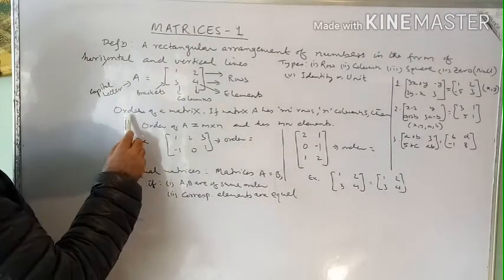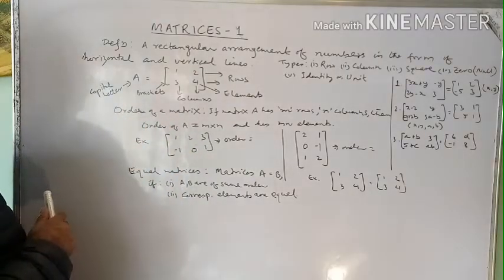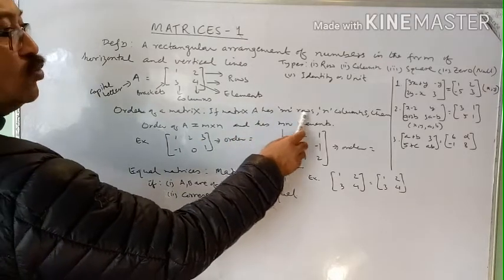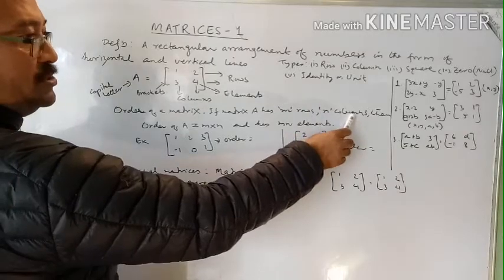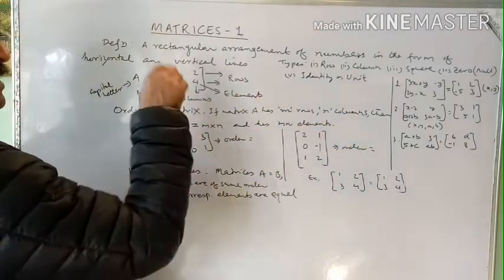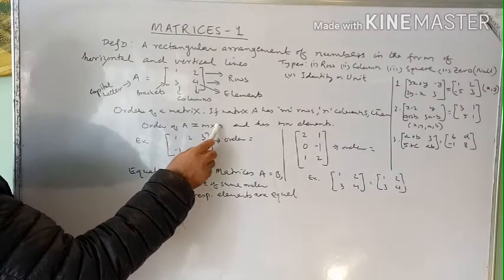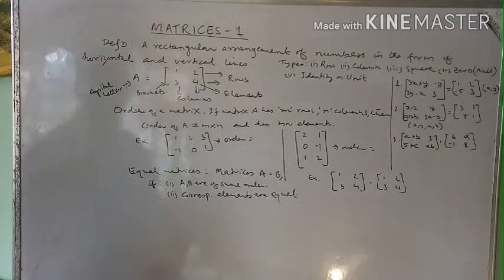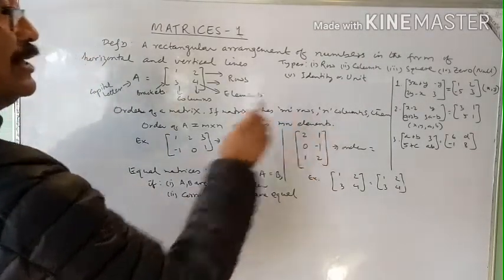Now next is the order of a matrix. What do we mean by the order of a matrix? If a matrix A has m rows and n columns, then the order of A is given by m cross n. It is not m into n, it is m cross n, and it has m into n elements.